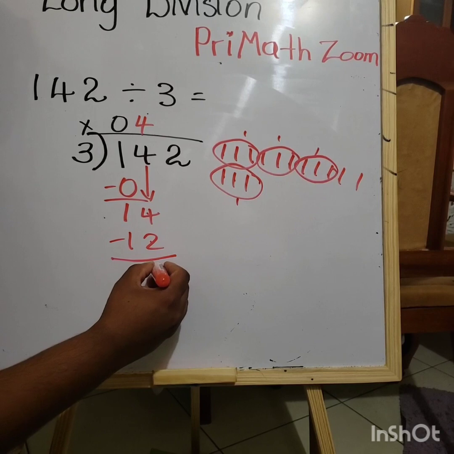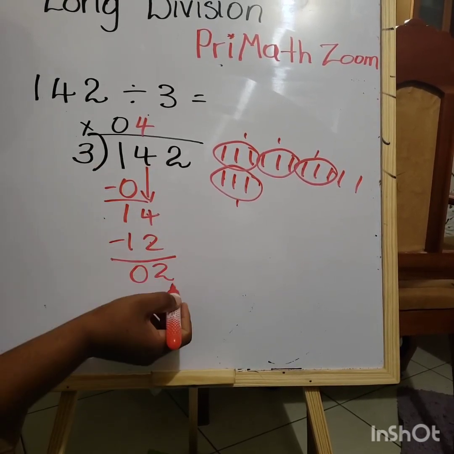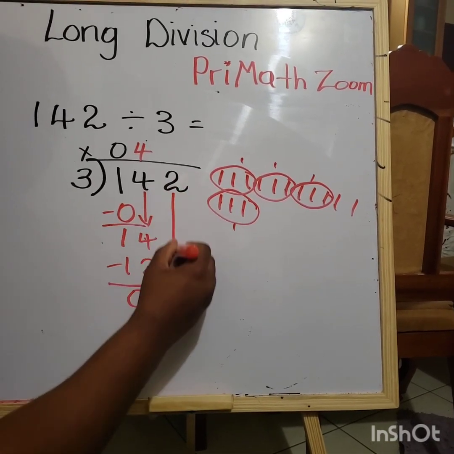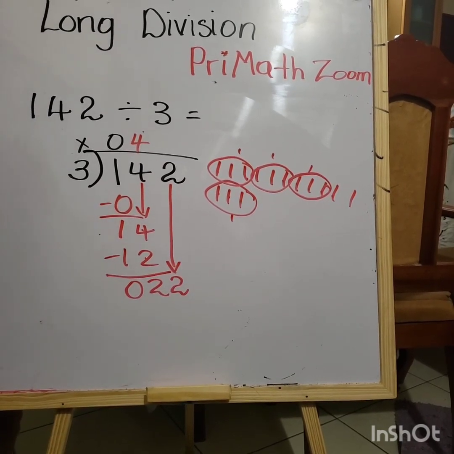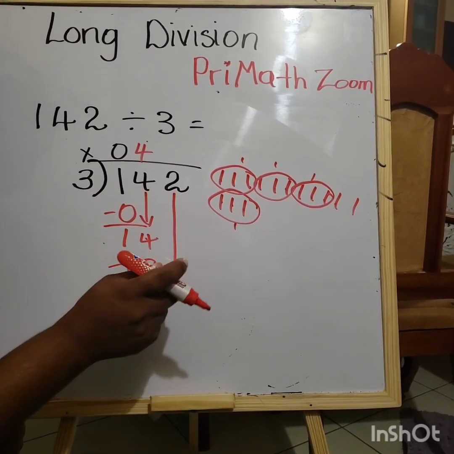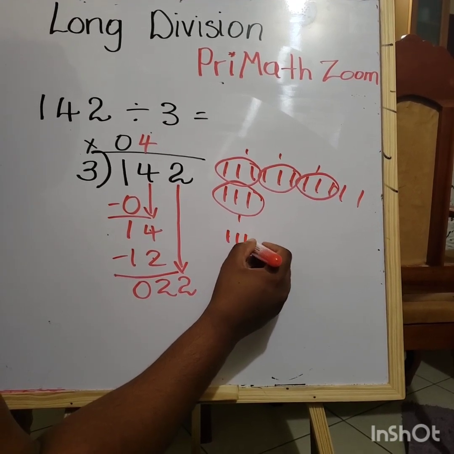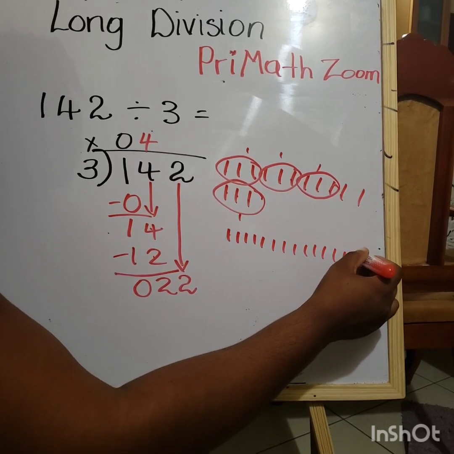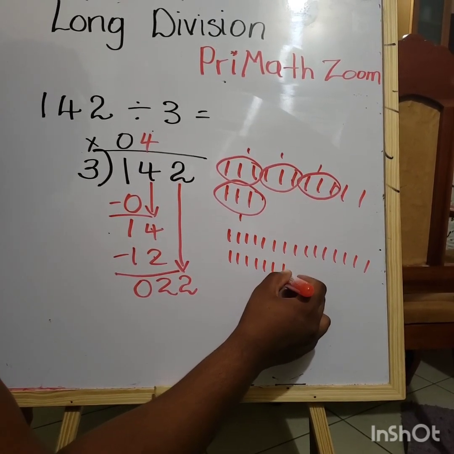2 from 4 goes 2 times. 1 from 1 goes 1 time. So now we have this, but do we have another digit that we can bring? Okay, so we're going to bring down the other digit, and now we're working with 22. So we need to find out how many equal groups of 3 we can get from 22. So let's draw 22 things. 1, 2, 3, 4, 5, 6, 7, 8, 9, 10, 11, 12, 13, 14, 15, 16, 17, 18, 19, 20, 21, 22.